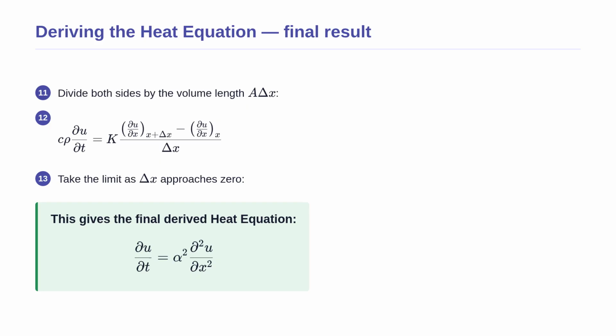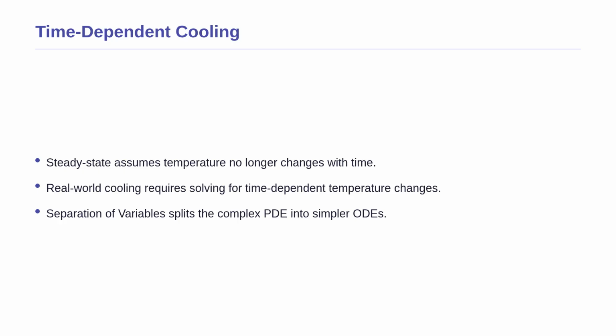By grouping the material constants into a single term called thermal diffusivity, we arrive at the famous one-dimensional heat equation. The derivation is complete. So, we have proven that the heat equation holds true. This brings us to a more complex scenario. What happens when the temperature is actively changing over time?